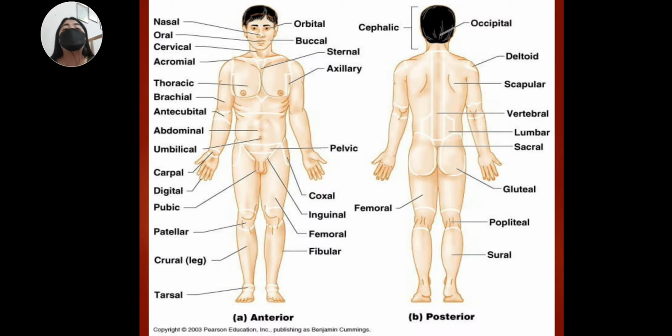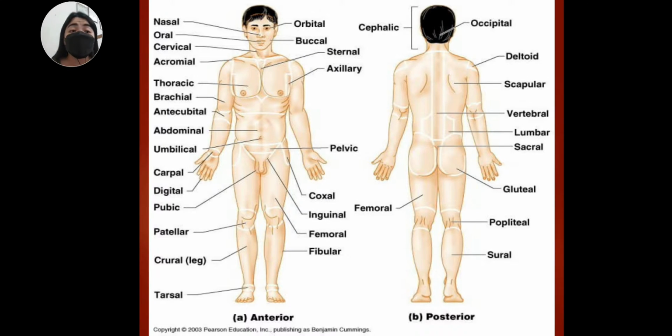So how about the back, ma'am? Back stands for posterior. If you're looking for the back part, you're looking for the posterior part. So what are those posterior parts? We have cephalic, or the side of your head. We have occipital, deltoid, scapular, vertebral, lumbar, sacral, gluteal or your buttocks.